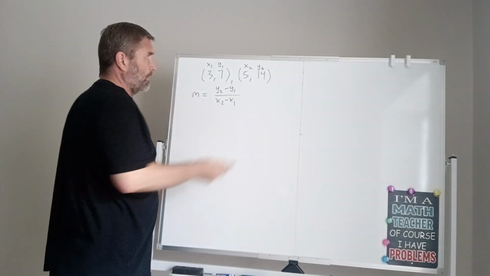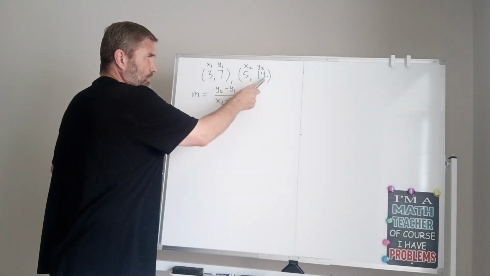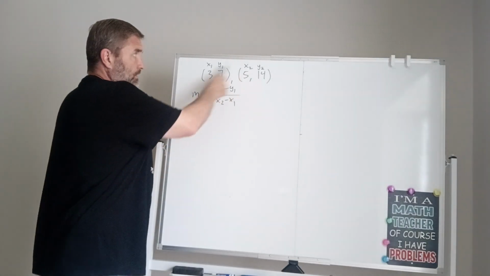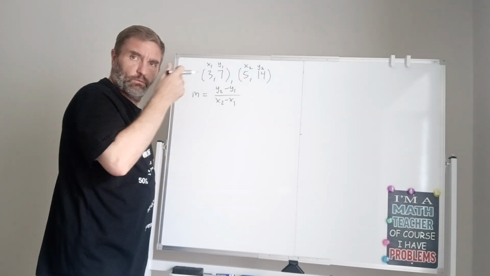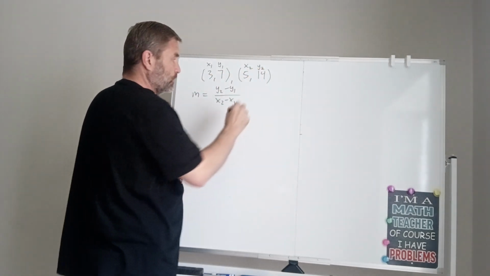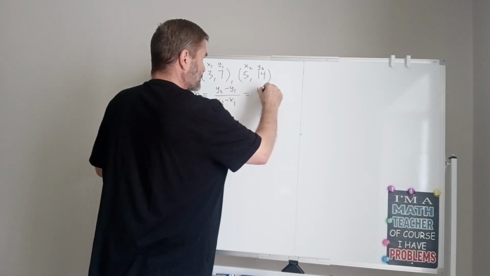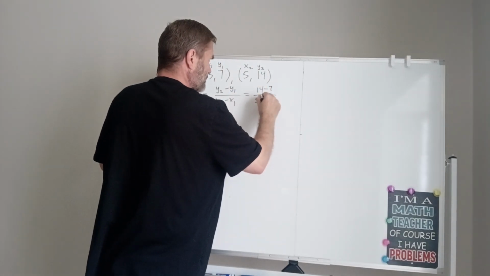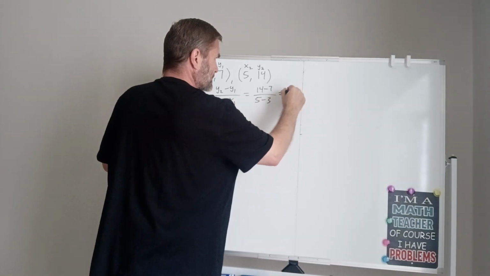And you can label them. That helps. I've done this so many times, and I know that I just start from here, that I kind of do it naturally. But when you're first starting out, it helps to have ways to help your brain see and track a problem. This is one of the ways to do it. Label your points. So then we're going to have 14 minus 7. Make sure you get the difference in y's on the top. Over 5 minus 3. That's going to be 7 over 2.